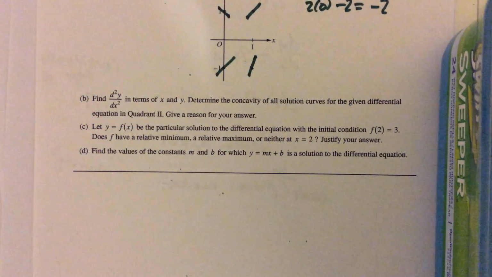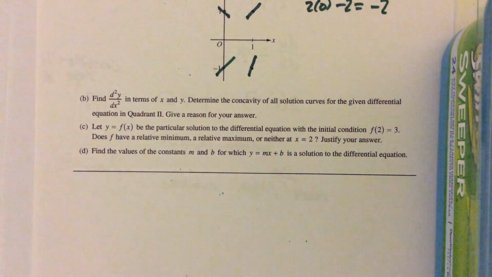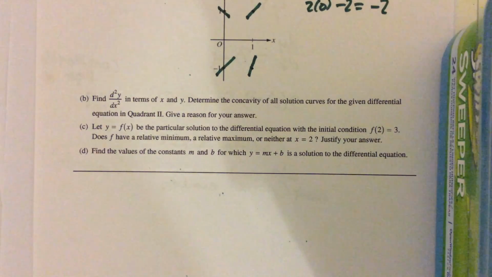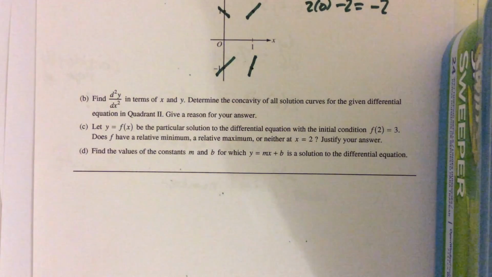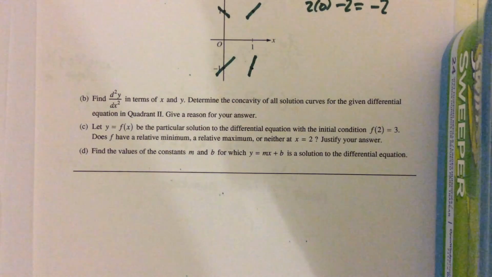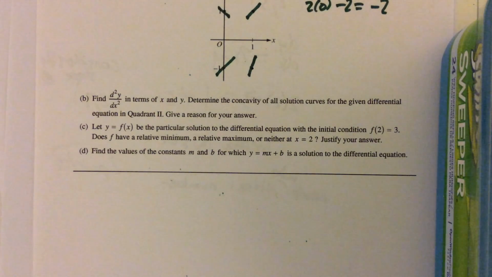It says, let y equals f of x be the particular solution to the differential equation with the initial condition f of 2 equals 3. Does f have a relative minimum, a relative maximum, or neither at x equals 2? Justify your answer. Remember that we need the critical numbers in order to have either a relative minimum or a relative maximum. And the critical number is when the slope is either 0 or undefined.